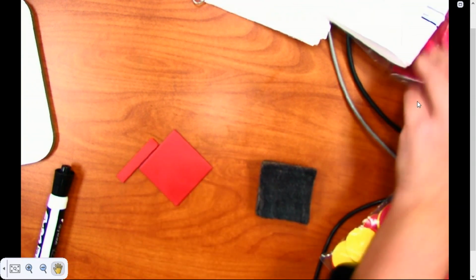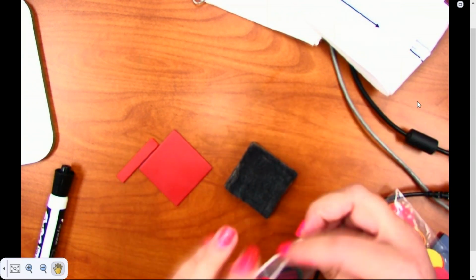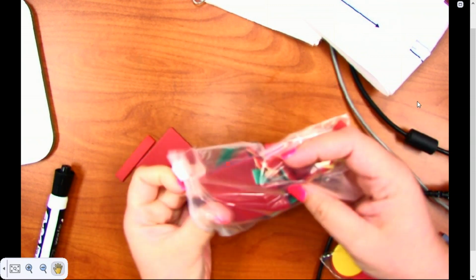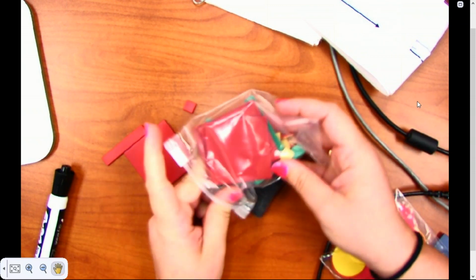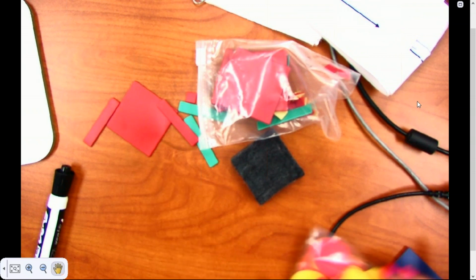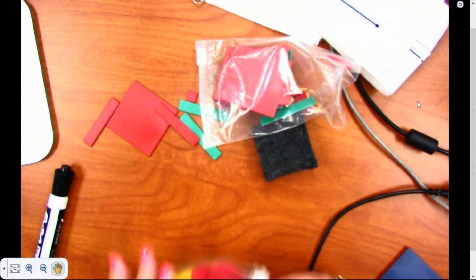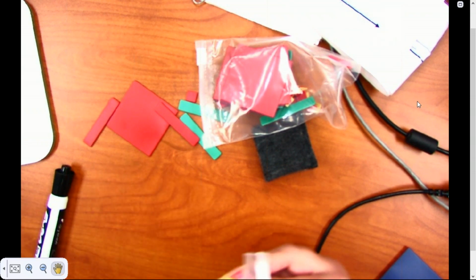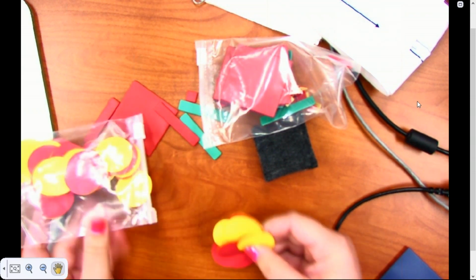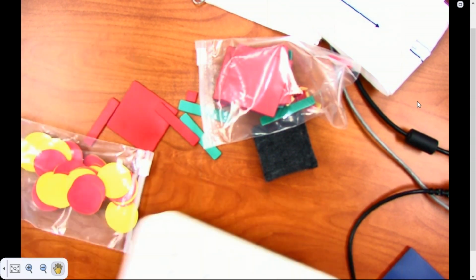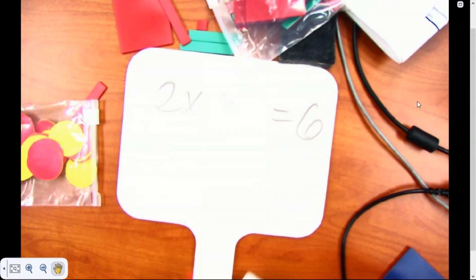I have these algebra tiles, which I ordered. These are pretty cheap-ish because you get like 30 sets. They come out to be like $1 a set. And you can use these in the same way that I use these little colored dots. And what these little dots are great for is showing integers. So let me just try to show you here a little bit better.